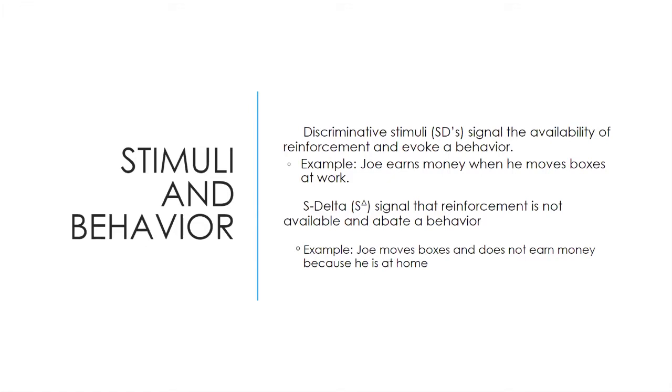And S delta signals that reinforcement is not available and could abate the behavior. An example would be Joe moves boxes at home and does not earn any money because he is not at work. That may prevent him from moving boxes in the future.